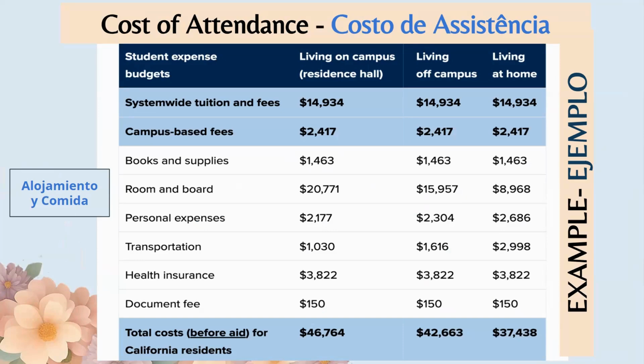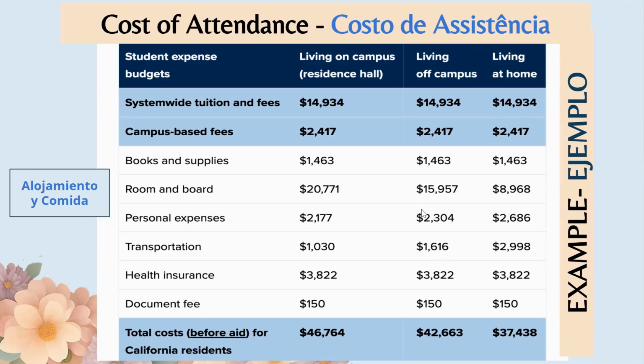Now, most schools have different expenses based on if the student is planning to live on campus. So in this instance, it shows the cost of living in a residence hall at this UC. And then it also has an estimate of how much it'll be to live off campus and also living at home.